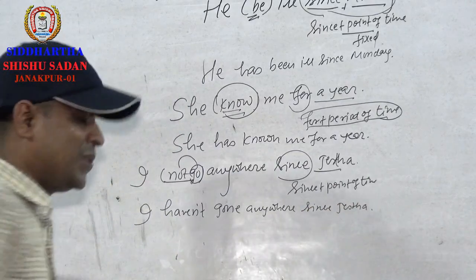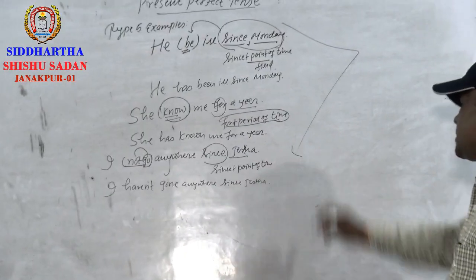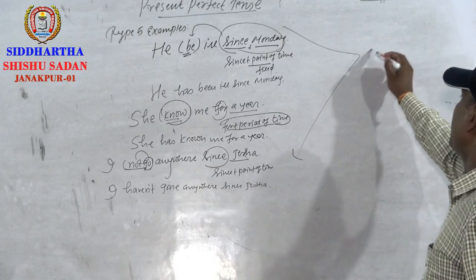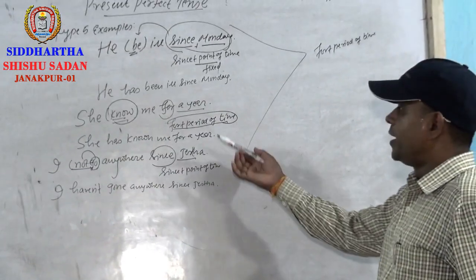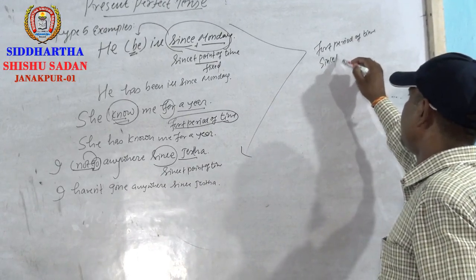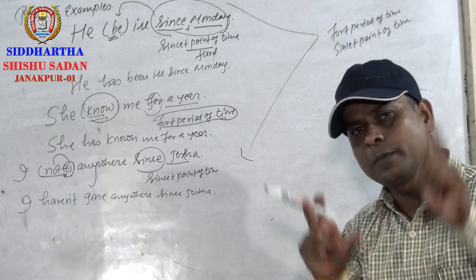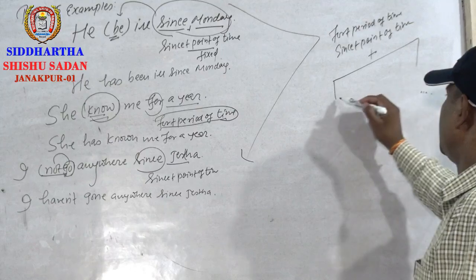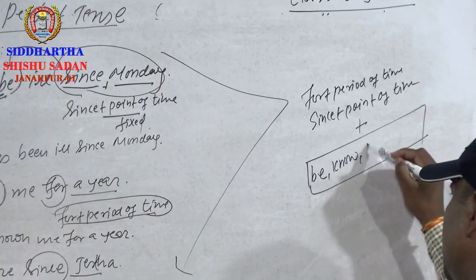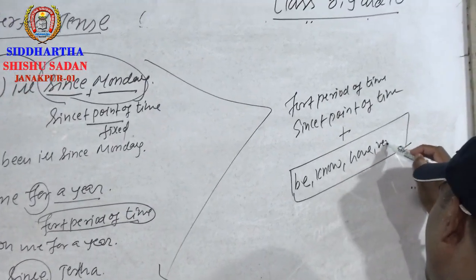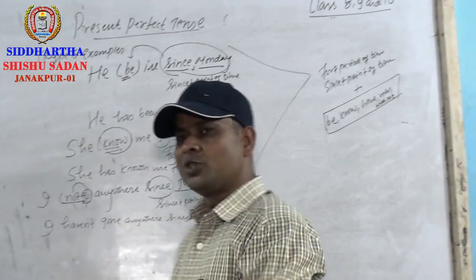So what conclusion can be drawn from here? If you analyze these 3 examples, we must say what? For plus period of time, as we had here, or since plus point of time, with this, if we have verbs like be in the bracket, know in the bracket, have in the bracket, or verbs with not, then we use present perfect tense here.